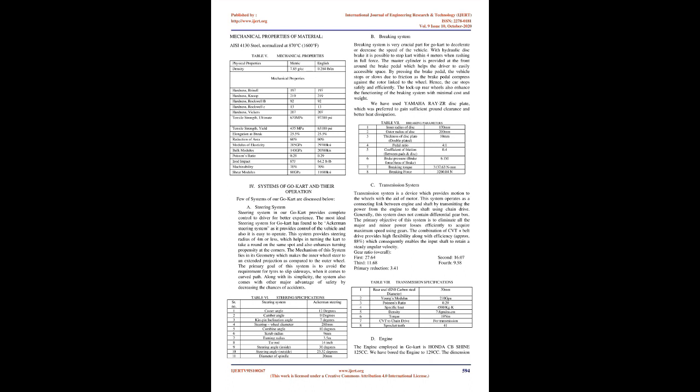B. Braking system. The braking system is a very crucial part for a go-kart to decelerate or decrease the speed of the vehicle. With a hydraulic disc brake it is possible to stop the kart within 4 meters when rushing in full force. The master cylinder is provided at the front around the brake pedal, which gives the driver easily accessible space. By pressing the brake pedal, the vehicle stops or slows due to friction as the brake pad compresses against the rotor linked to the wheel.